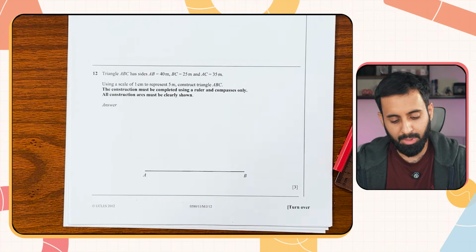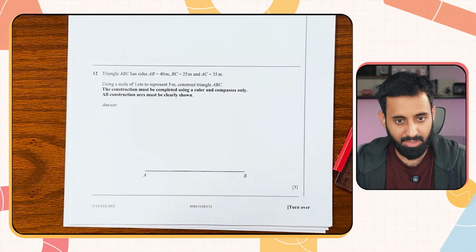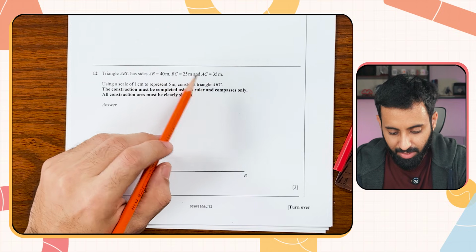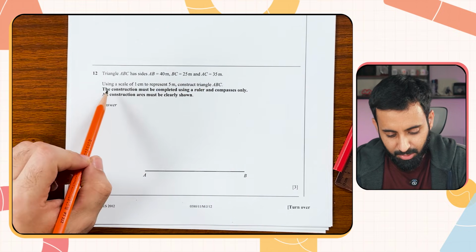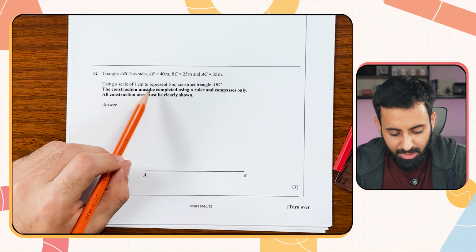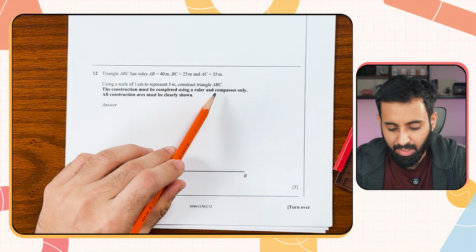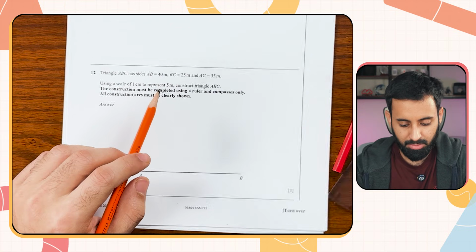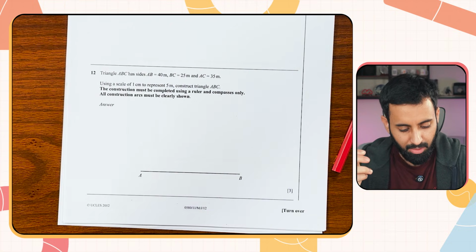And this is the first question. Let's see what it says. Triangle ABC has sides AB, which is 40 meters, BC, which is 25 meters, and AC, which is 35 meters. Okay. Using a scale of 1 centimeter to represent 5 meter, construct triangle ABC. The construction must be completed using a ruler. So that means right here, and a compass only.